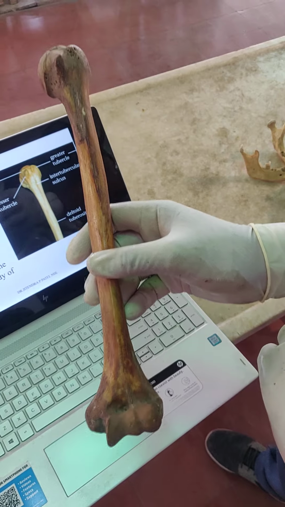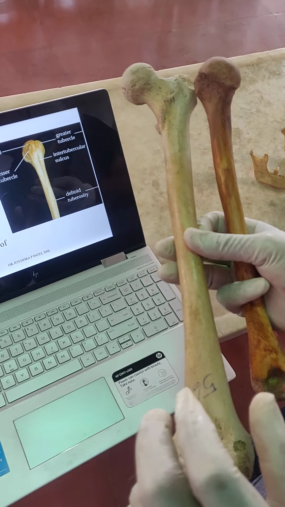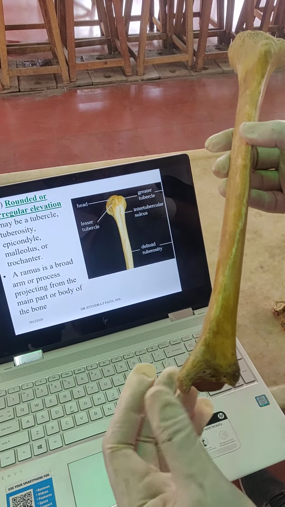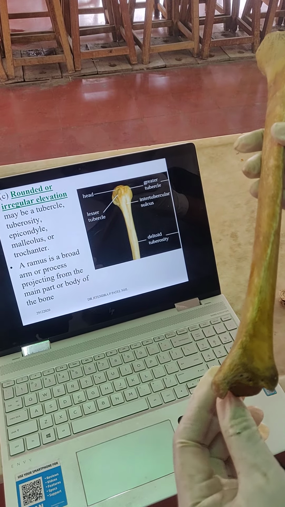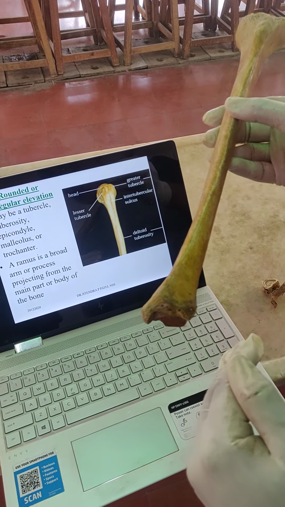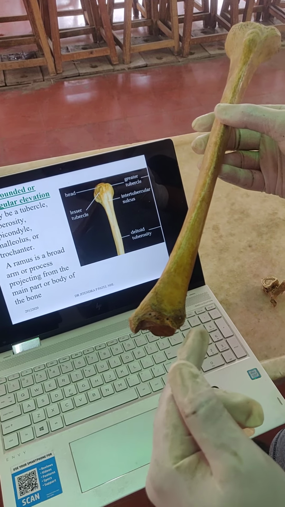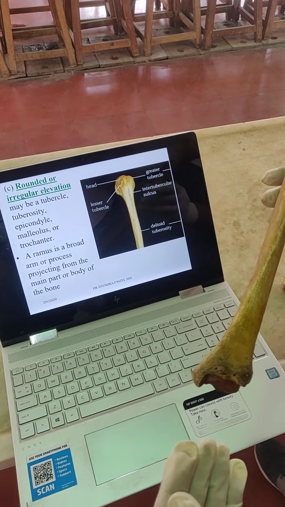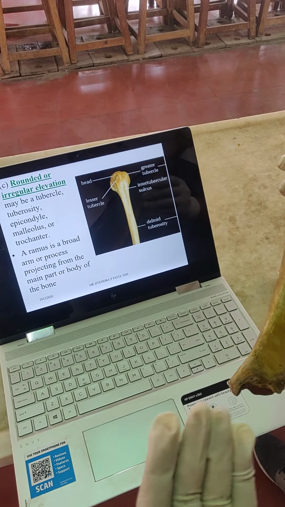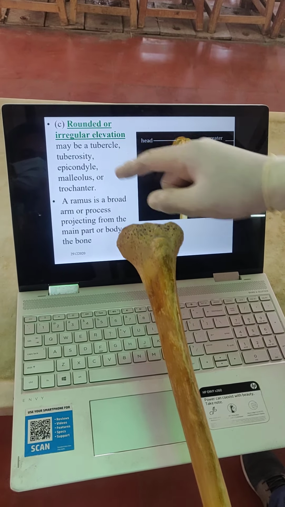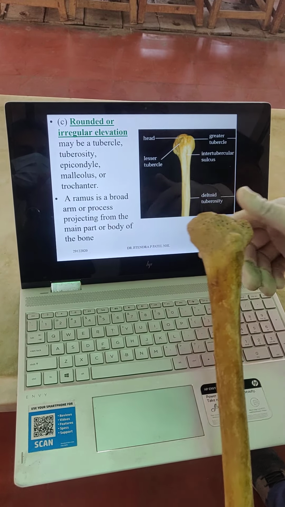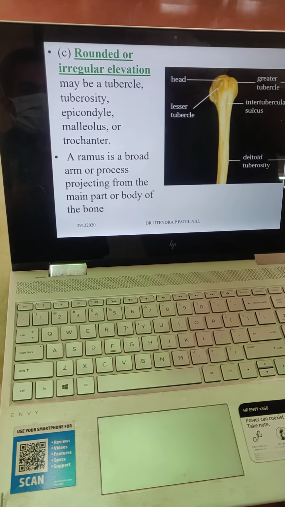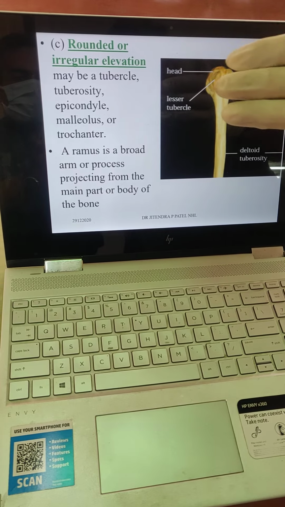It may be a malleolus or trochanter. Here you can see this is the tibia, and this elevated area on the medial aspect of the tibia is called the medial malleolus. And on the other bone, on the lateral side, the elevated area is called the lateral malleolus. So these are the rounded or irregular elevated parts of the bone. We explain them in different ways: tubercle, tuberosity, epicondyle, malleolus, or trochanter. These are the words used in different bones, each with a different name given to the elevated area.